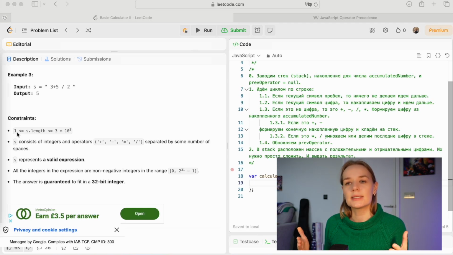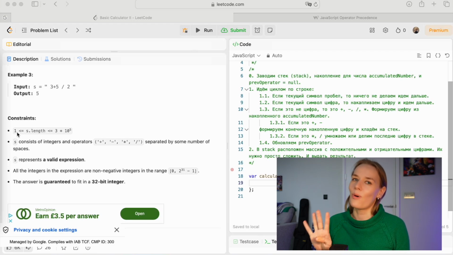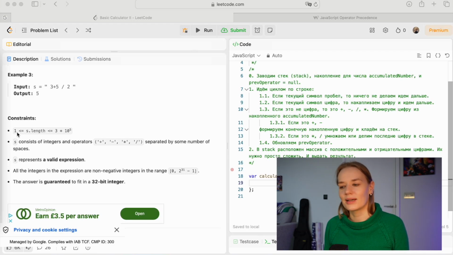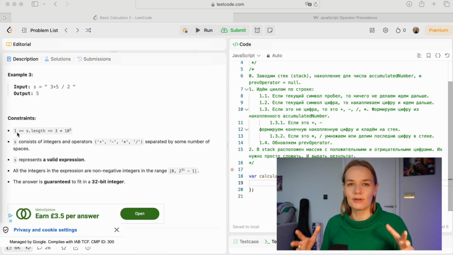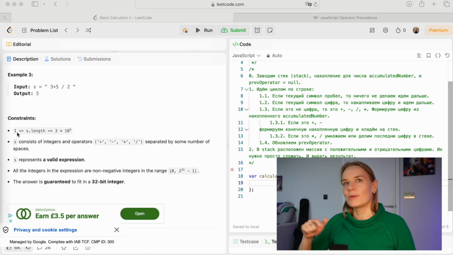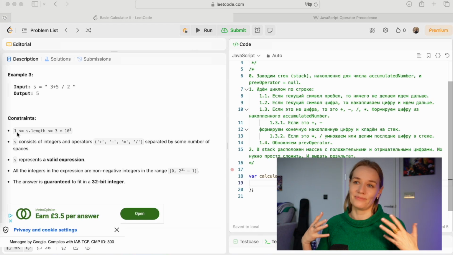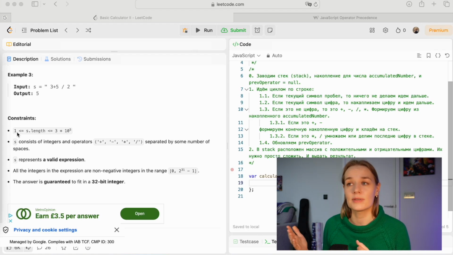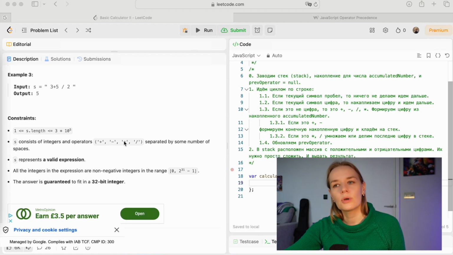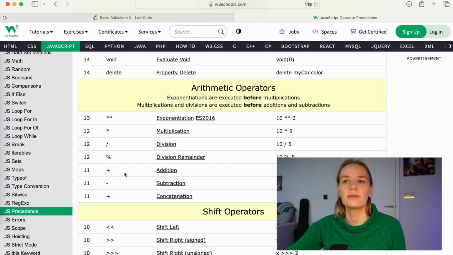Next, s consists of integers and operators: plus, minus, multiply, divide. So just 4 operators. It's interesting that if we had a normal calculator, for example with braces, with power, with a lot of different things, it would be a little more difficult to create.